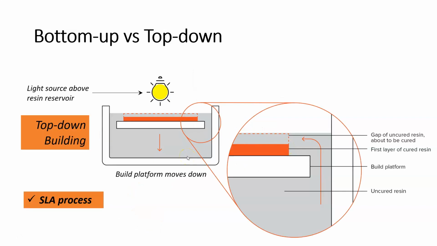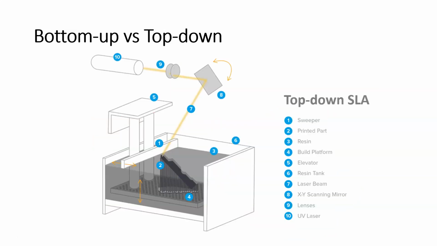If we look down now at a top-down building process, in the top-down process, the light, of course, is going to be from the top now. The build platform, I should say, is going to start at the top of the reservoir, and it's going to move down as the layers are solidified one by one. So the building is going to occur above the platform as opposed to below the platform in the bottom-up process. This kind of process is indicative of the SLA process, stereolithography process. Okay. And again, we can see an example here.